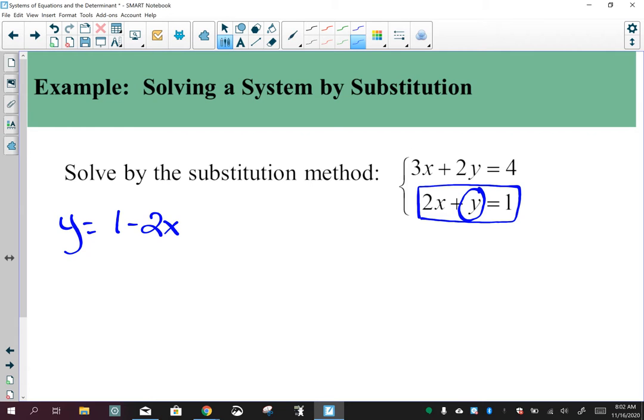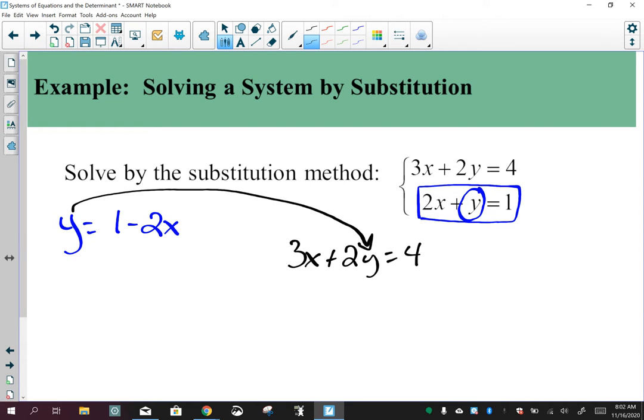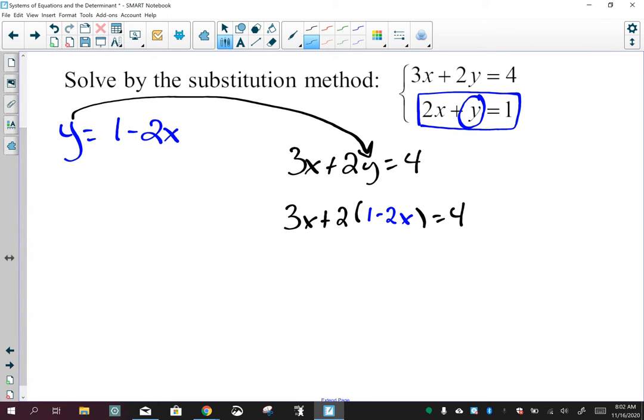And then I'm going to take this equation here, the 3x plus 2y equals 4. Instead of the y here, I'm going to substitute this in. So I've really got 3x plus 2, and then instead of y, it's 1 minus 2x, is equal to 4. Because what I want to do is make sure I only have one variable. So I keep my 3x in the front. I'm going to distribute. And then I'm going to solve this now.